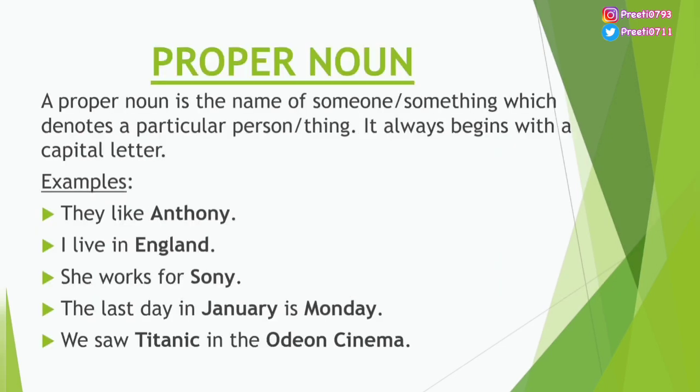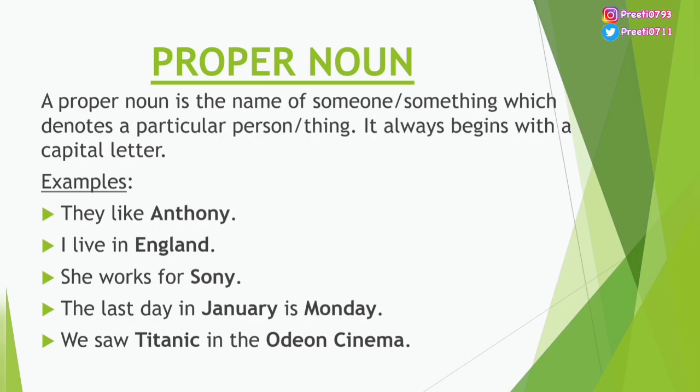Now coming to the types of noun, let us first talk about the proper noun. It says that a proper noun is the name of someone or something which denotes a particular person or thing. It always begins with a capital letter. Let us have a look at the examples given here. It says: They like Anthony. I live in England. She works for Sony. The last day in January is Monday. We saw Titanic in the Odeon cinema.